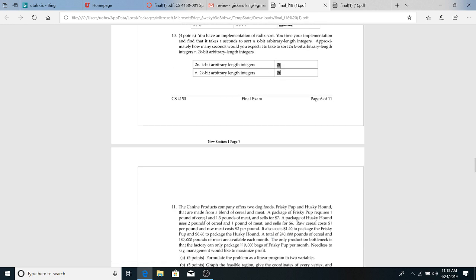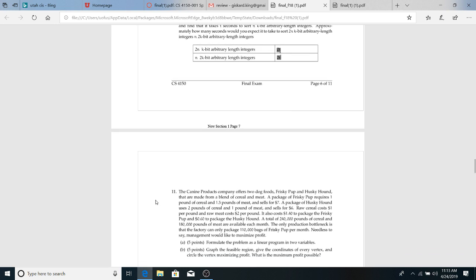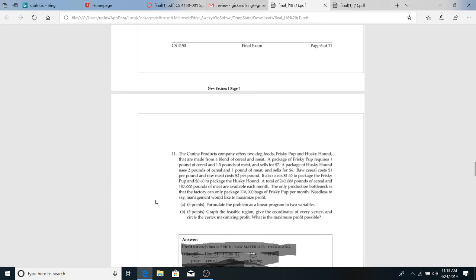All right, so we have linear programming. I'm going to come back to this one and do it at the end because it will take a longer time, and I'm going to need to draw it. So I'll come back to that one.